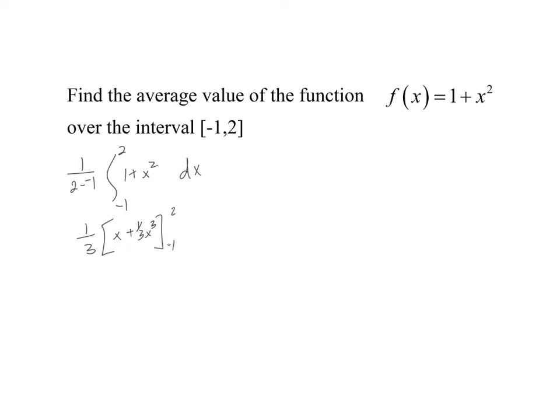So now all we do is plug in our numbers and see what happens. So we'd have 2 plus 8/3 for the 2. Then we're going to subtract it with -1, which would be -1 minus 1/3.